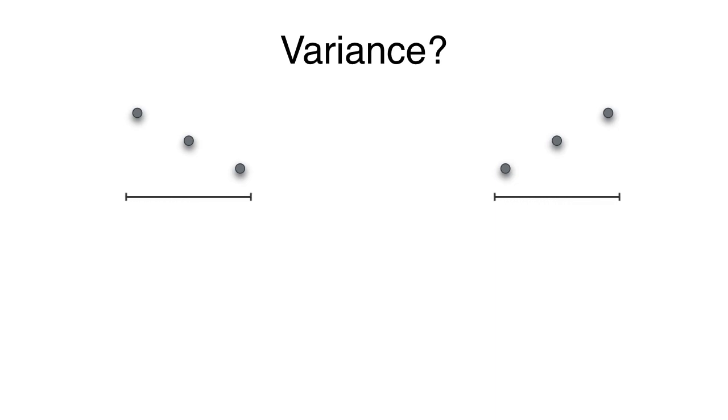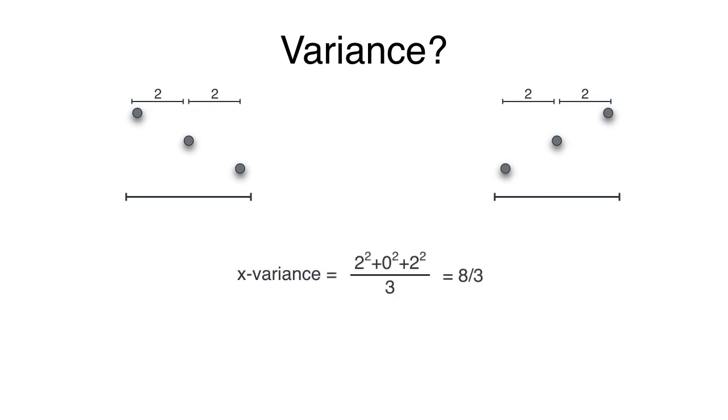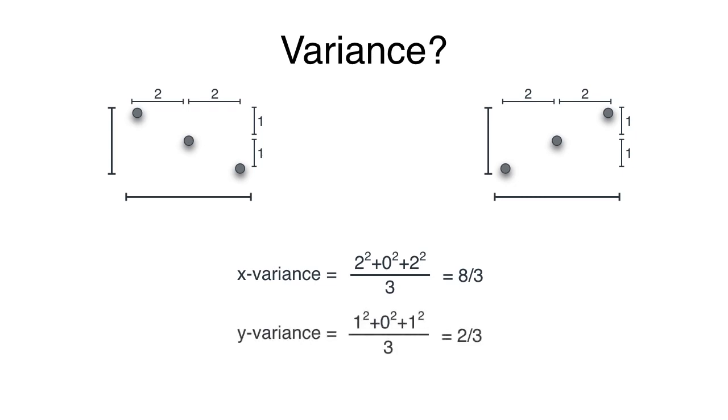Well, let's calculate the x variance, and let's say these distances are 2. So it's going to be 2 squared plus 0 squared plus 2 squared, divided by 3, which is 8 divided by 3. And what's the y variance? Well, if the distances are 1, then it's 1 squared plus 0 squared plus 1 squared, divided by 3, which is 2/3. So those 2 sets have the same x variance and the same y variance, but they're fundamentally very different. So how do we tell those 2 apart?